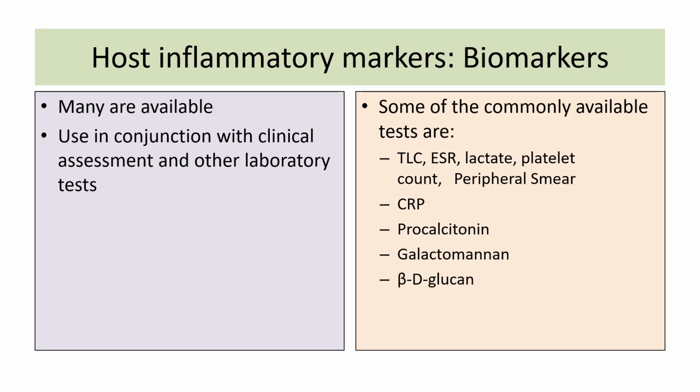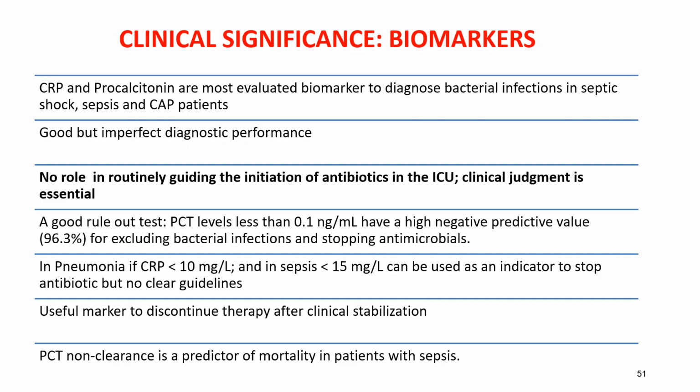There are host inflammatory biomarkers available such as CRP, procalcitonin, galactomannan, and beta-glucan. The clinical significance of biomarkers is that the most available ones, like CRP and procalcitonin, are good, but imperfect diagnostic performance is an issue. They have no role in routinely guiding the initiation of antibiotics. Clinical judgment is necessary. They are useful markers to discontinue therapy after stabilization. Procalcitonin non-clearance is a predictor of mortality in patients with sepsis.